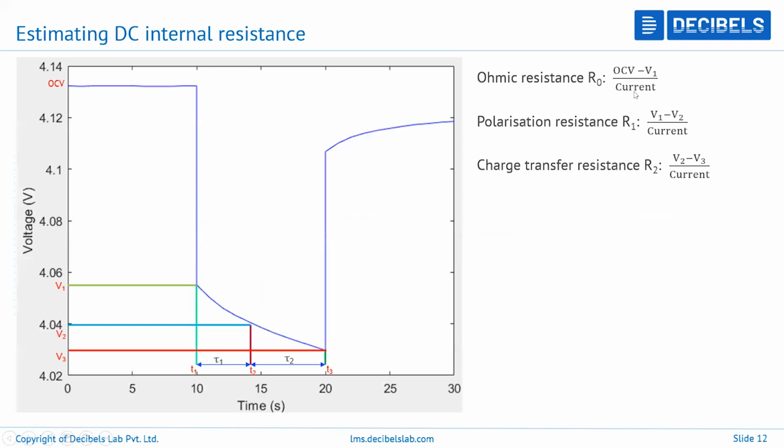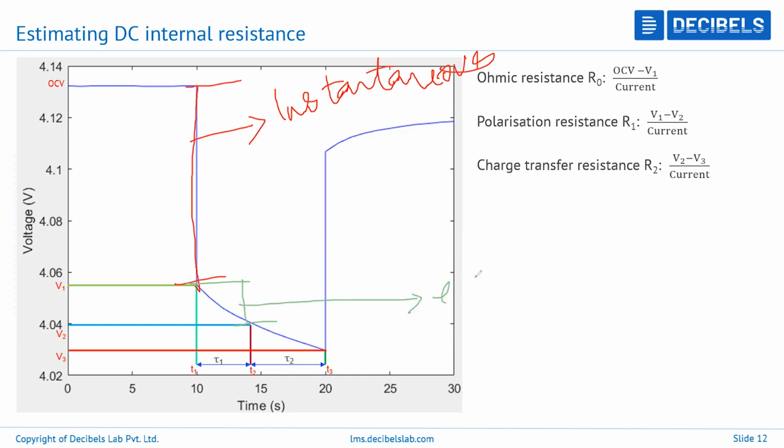Here you can see the equations corresponding to each internal resistance: ohmic resistance, polarization resistance, and charge transfer resistance. You have to divide the voltage response into three parts. The first part is called the instantaneous voltage drop. Then we have the second region, between these two points, and this is called the exponential voltage drop.